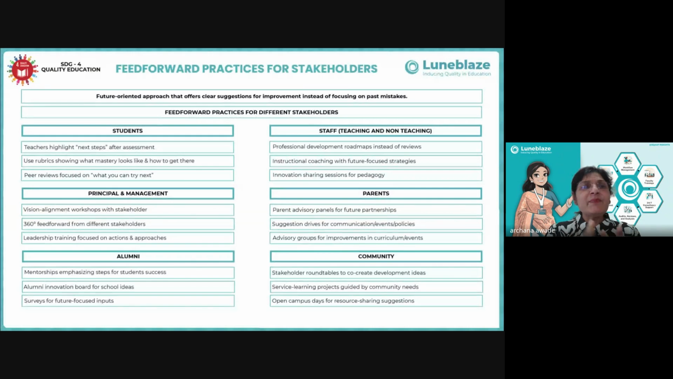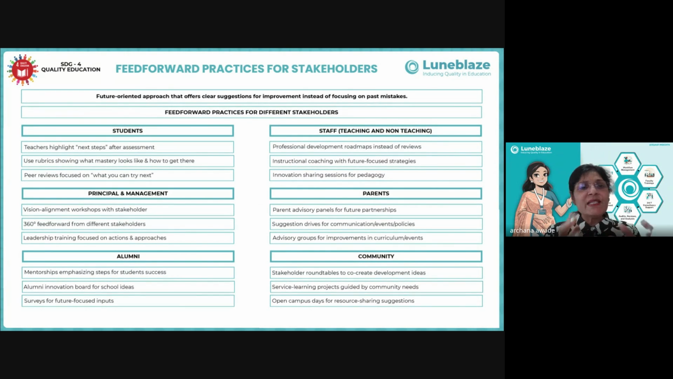Then for the principals and the management, a vision alignment workshop with the stakeholders. So this will also help to feed forward practices in your school. 360 feedback from the staff, students, and parents, which may be current or from the past, so that you have future actions. And leadership training, which can be focused on action and approaches. So this leadership training program will also help you to feed forward your actions, your improvement plan of actions in the school. Through leadership programs, leaders learn a lot about how to implement in the school. And if you're giving that scope and space for the leaders, it will again help to have those feed forward actions in the school.